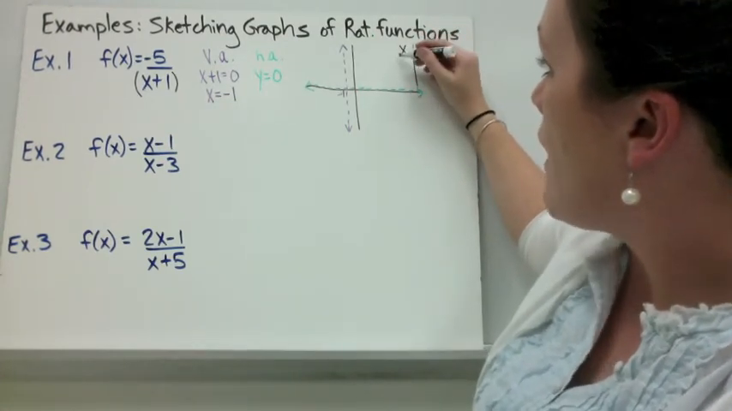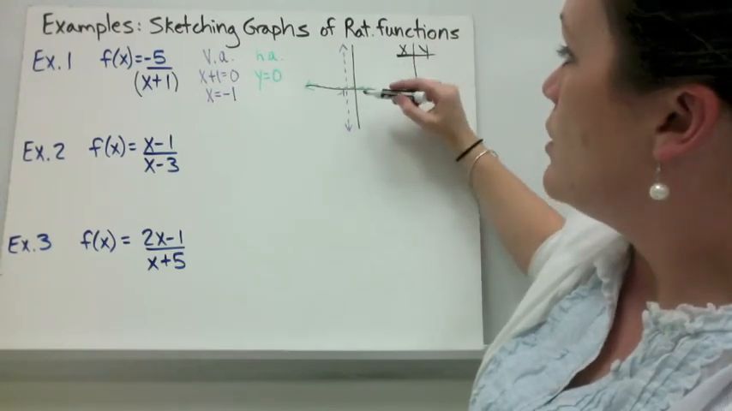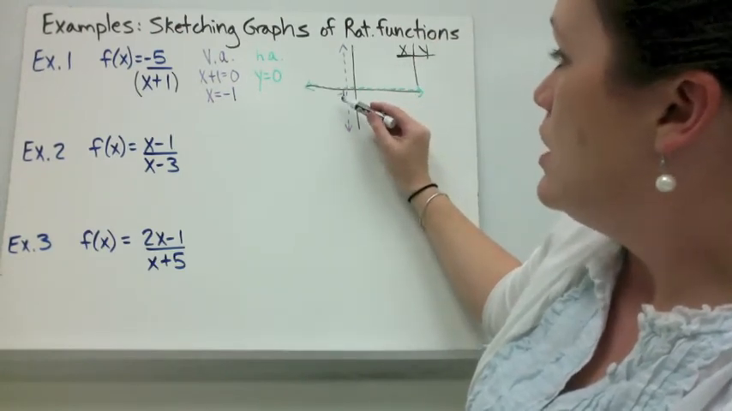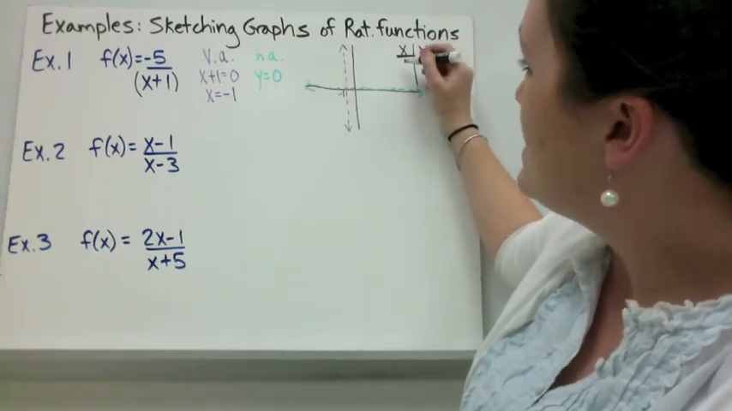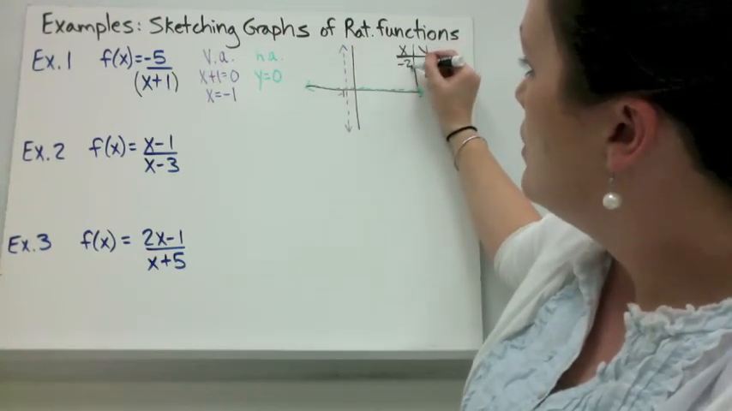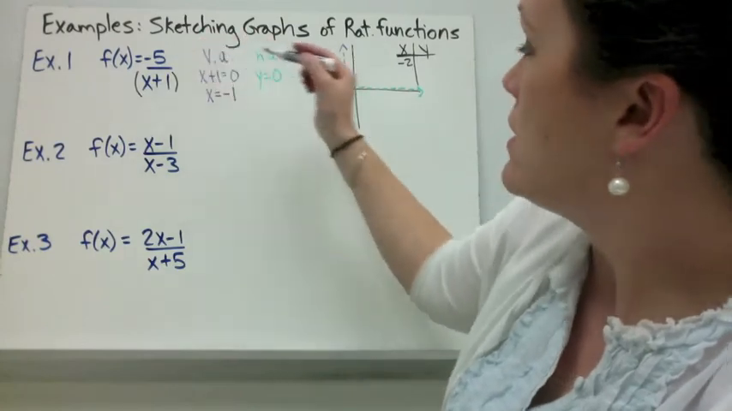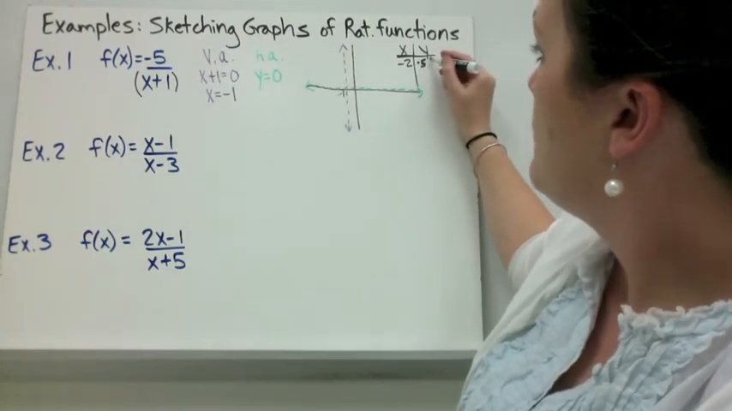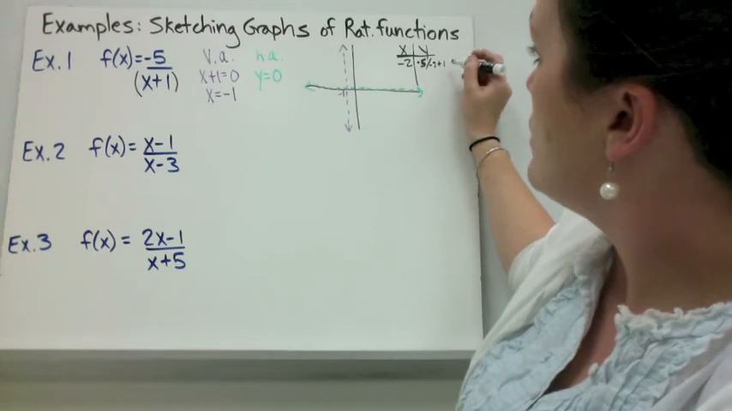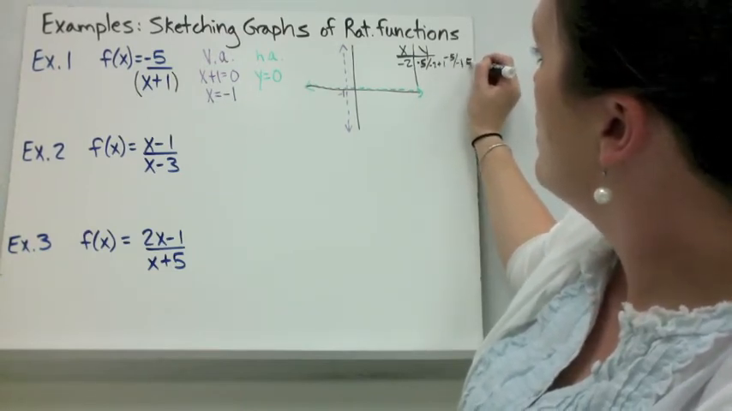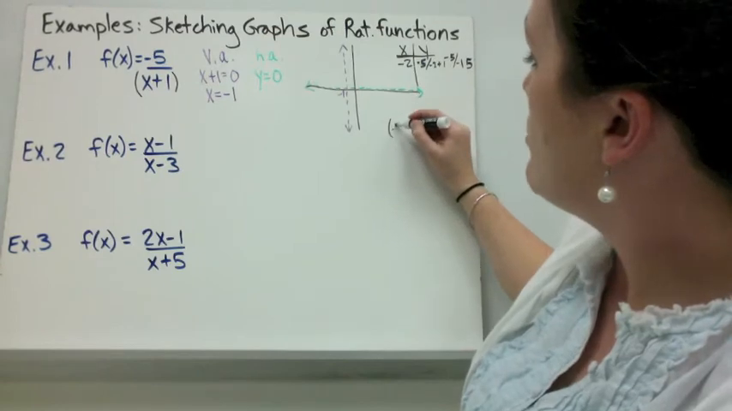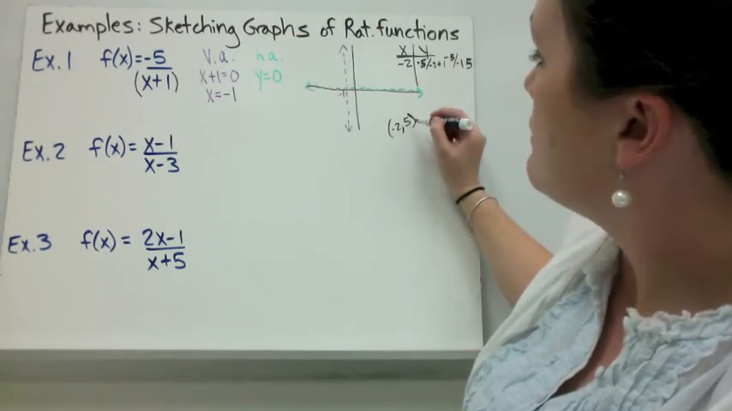But let's say we're not allowed to use our calculator. We could test values. So I need to know where my graph is going to go if it were less than -1. What would happen over here? So less than -1 would be -2. So if we plug that in, we get -5 over -2 plus 1, which is -5 over -1, which is +5. So I have the point -2, +5.